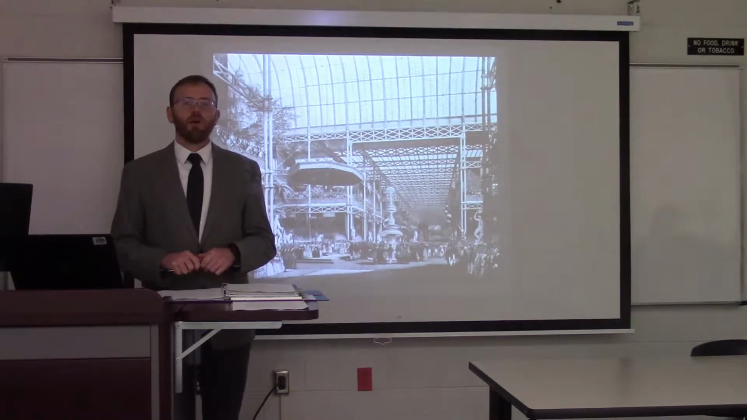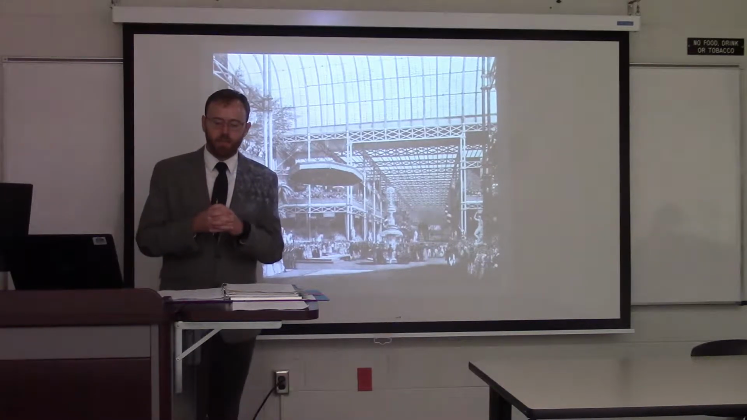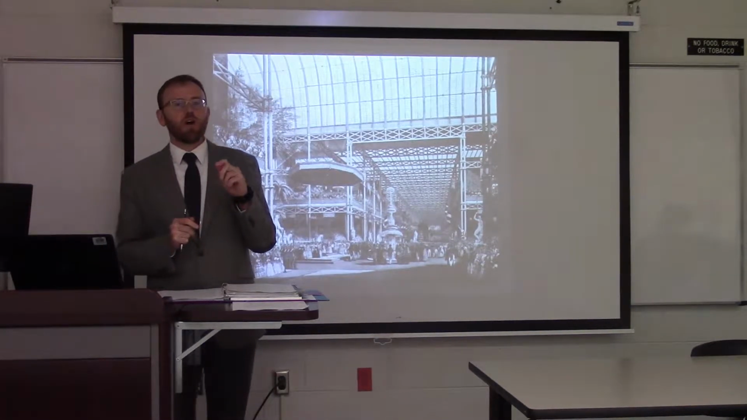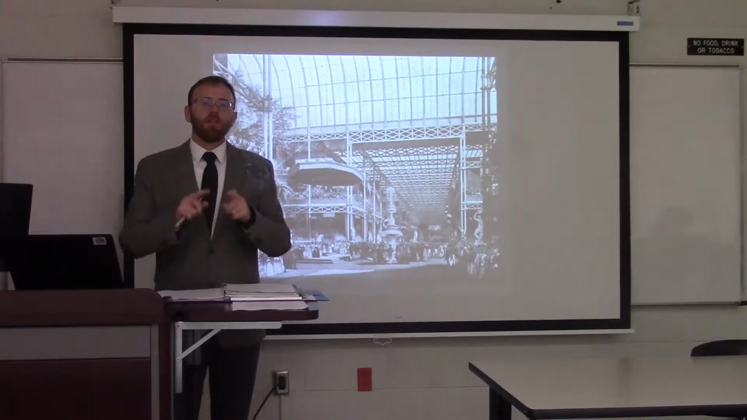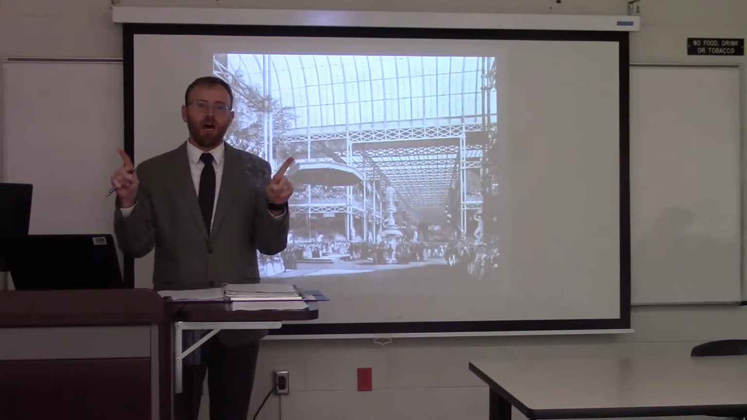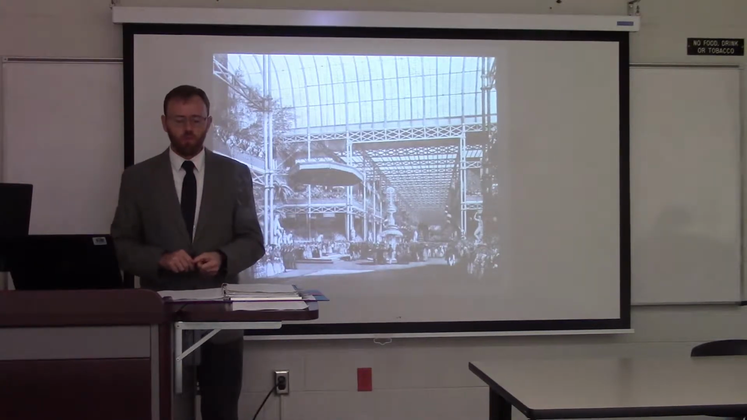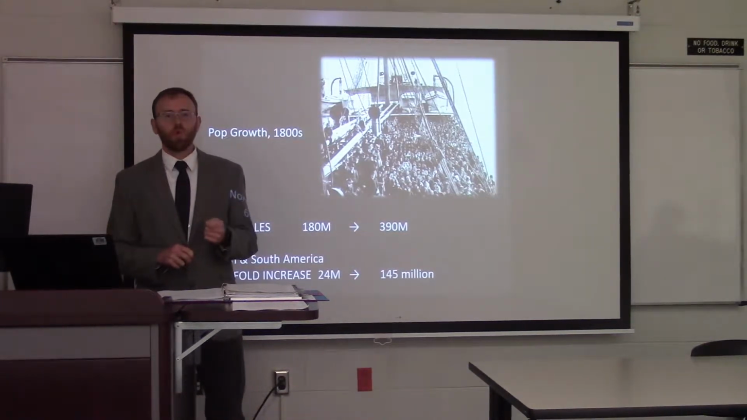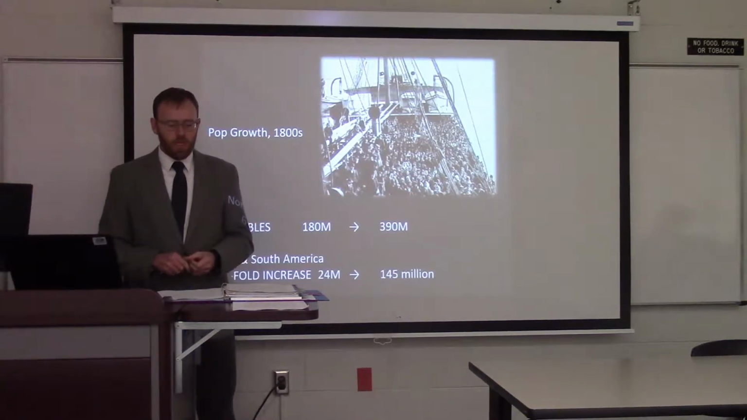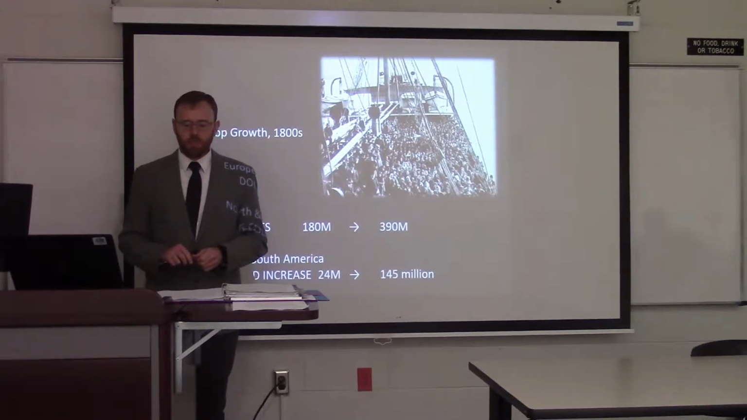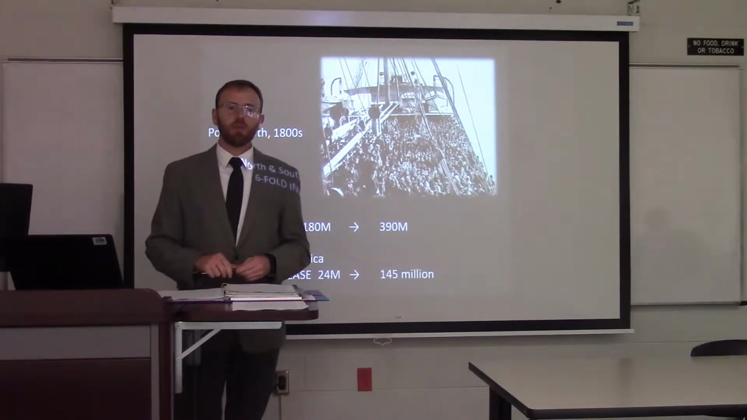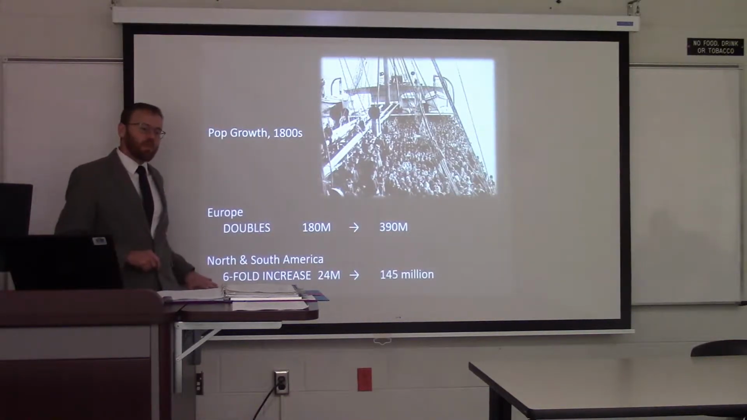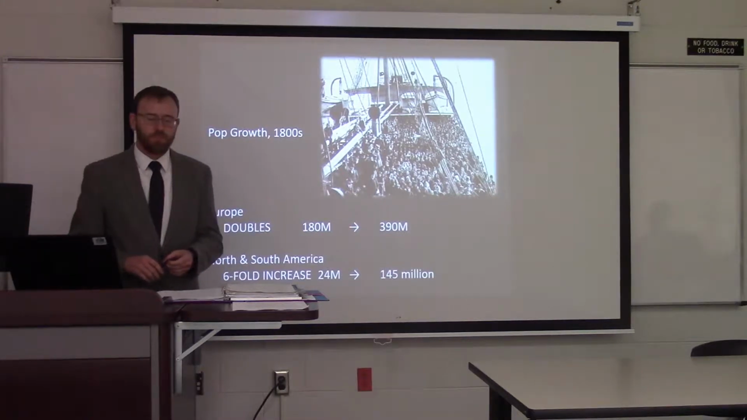However, those workers were crammed together in cities more tightly than ever before. And they're crammed into cities along with urban elites. So the huge gap between the haves and the have-nots was more visible, more obvious than ever before. Also, there were just a whole lot more people than ever before. In the 1800s, the European population more than doubled to some 390 million people. Also in the 1800s, the population in North and South America increased sixfold to 145 million.